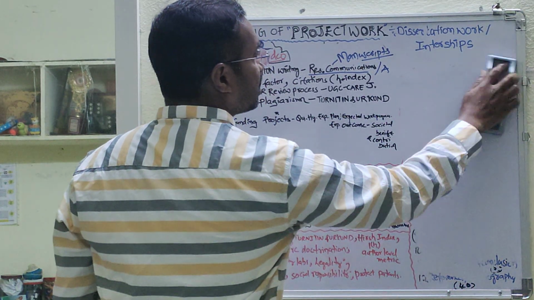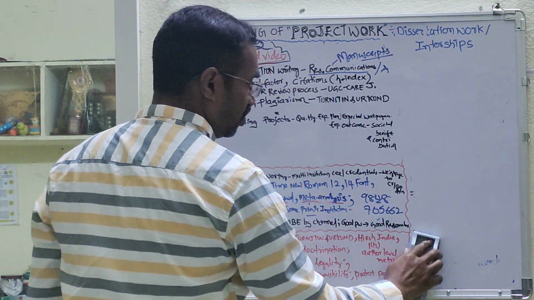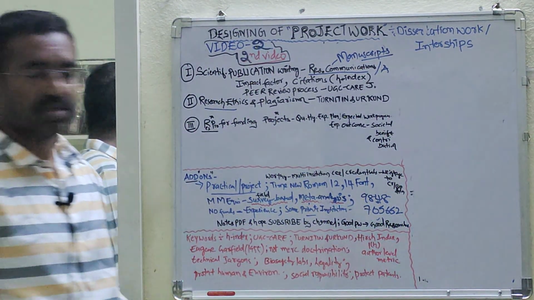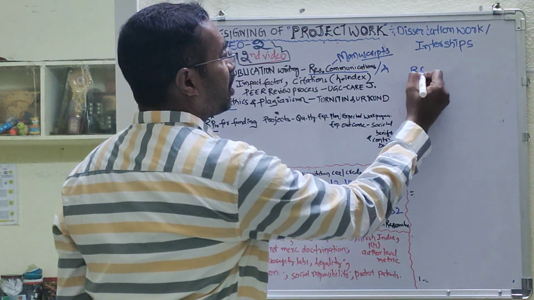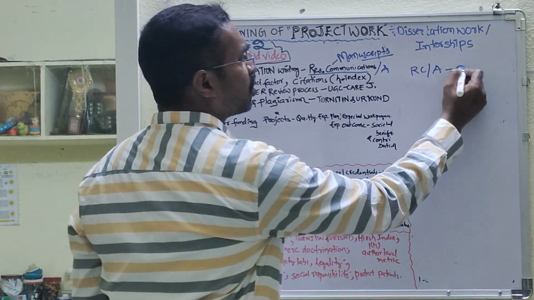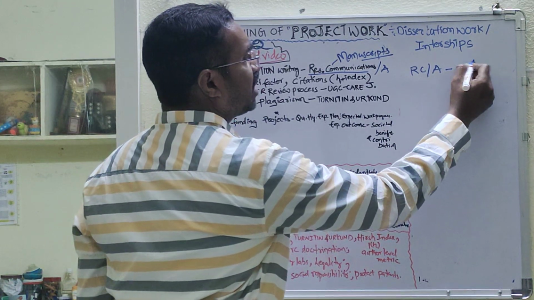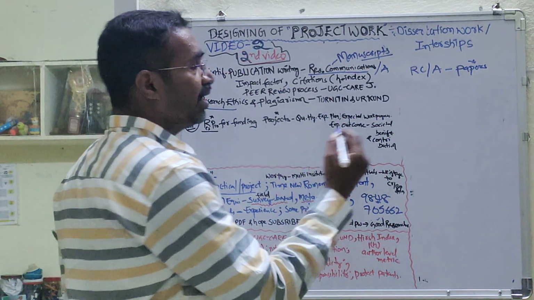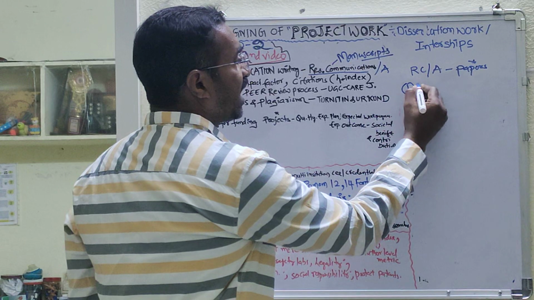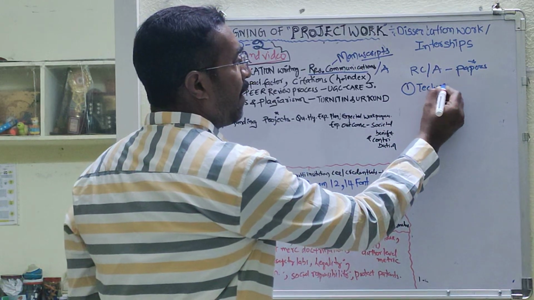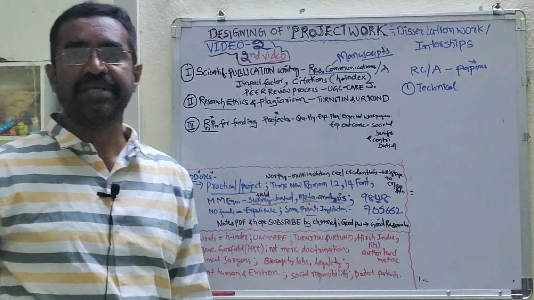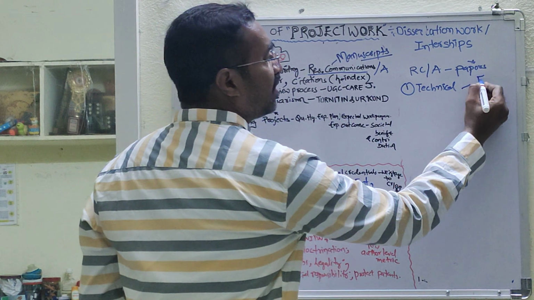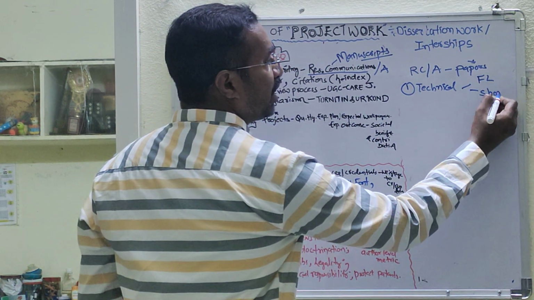Scientific publication writing is also called research communications or research articles, and simply they are also called papers. These research articles and research papers are of several types. One is technical papers, which are nothing but lab-based research papers. Again, these may be full length or short communications.